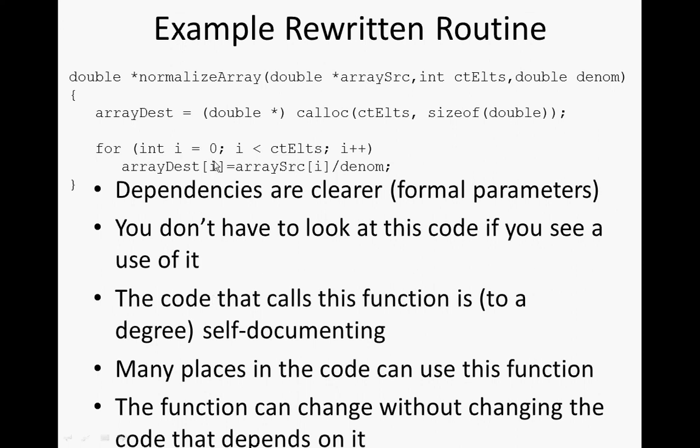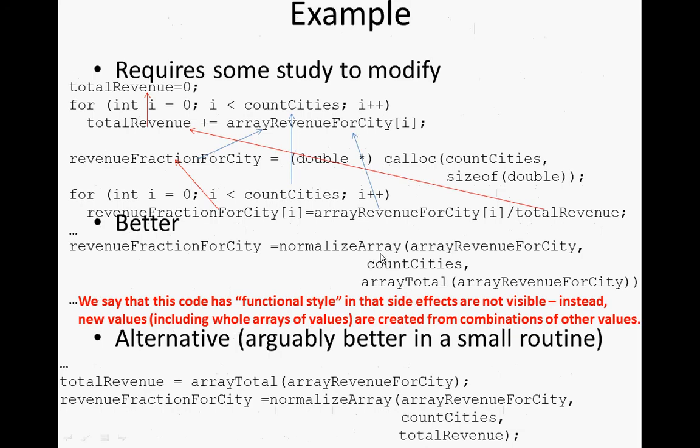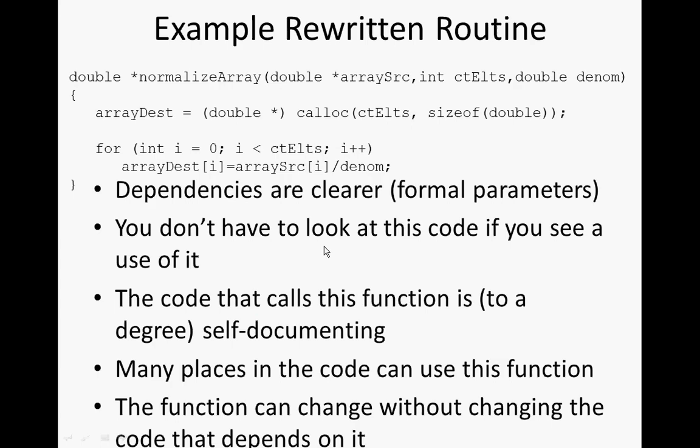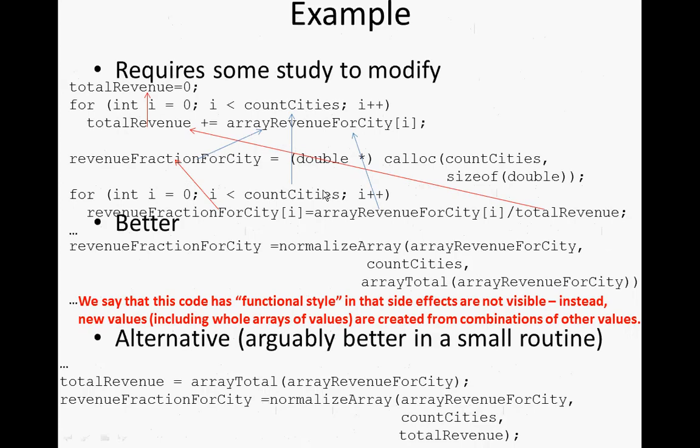The code that calls this function is to a degree self-documenting because it's calling normalize array. If we had a comment over here that said normalize the array, it would be a little bit redundant. I mean, it should be fairly evident through the naming. Many places in the code now can use this function. The fact that we've carved this off like this in this normalized array means that we've now enfranchised many other places in the code which can now use this common set of code. So if we have other code which is normalizing different arrays or what have you, we don't have to just copy and paste this code. We just call this function.